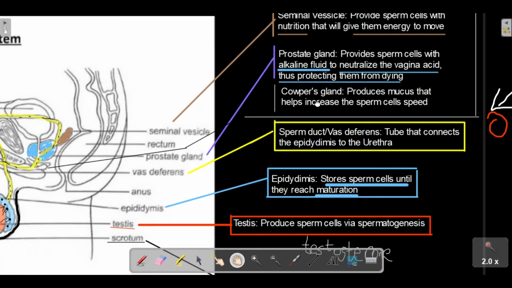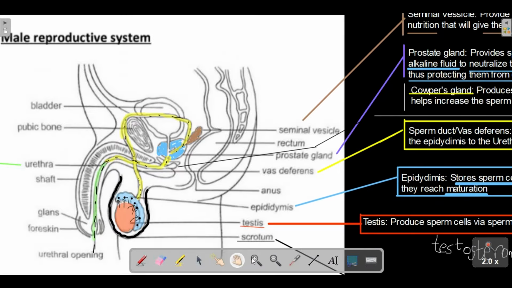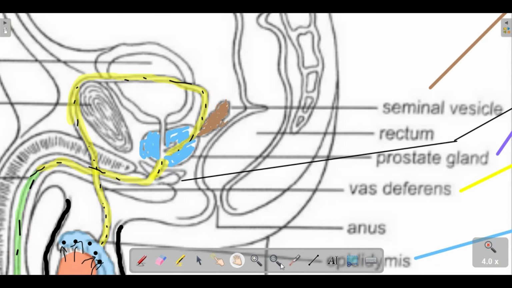Okay, and then the third accessory gland, which is not annotated in this diagram, is the Cowper's gland. The Cowper's gland is the smallest of them all, so you can easily identify it. Again, we follow the path of the sperm cells. When they are matured, they move via the sperm duct, or the vas deferens. The seminal vesicle provides them with the nutrient-rich fluid, the prostate gland provides them with the alkaline fluid, and then lastly, this is their third gland that provides them.